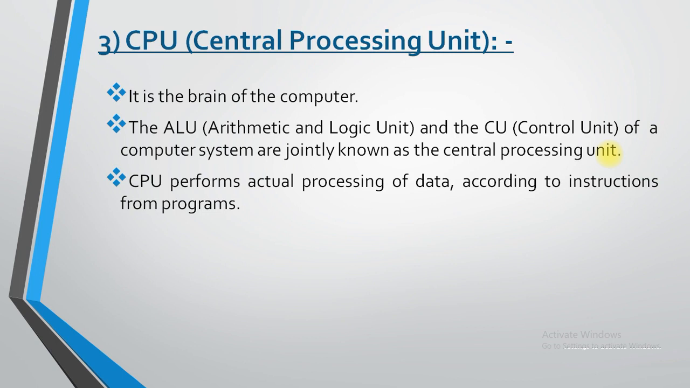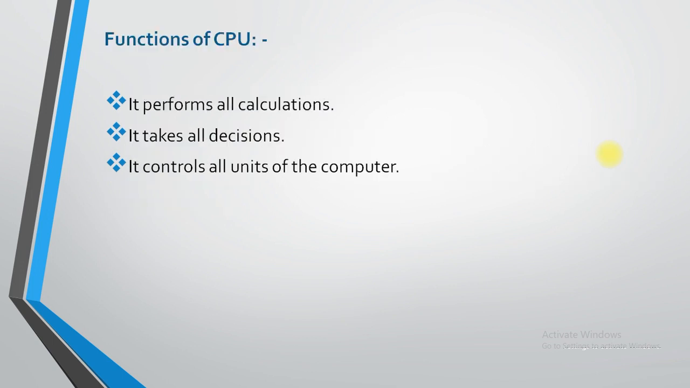Now see, CPU performs processing on data according to the instructions you have written in the program. So based on your program, CPU will perform processing on the data. Now see, these three are the functions which can be performed by the CPU. Number one, it performs all the calculations like a plus b, 2 plus 3, 2 multiplied by 3. So that is known as calculations. That calculation can be performed using the CPU.